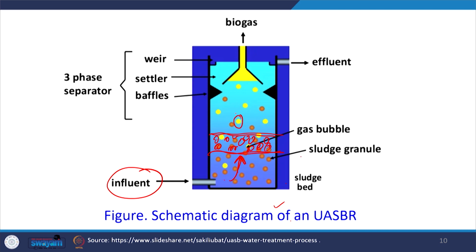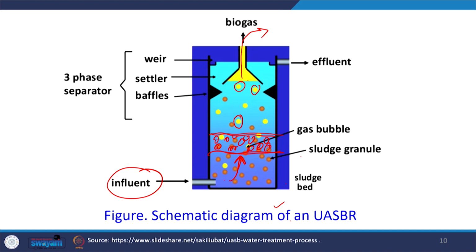So, we have some gases which are formed. We can see the yellow ones, the gases, the biogas molecules; it may be methane, it may be CO2, it may be some other gases. Now, this is formed and they are going up. So, gases will be going up and they will be collected further.